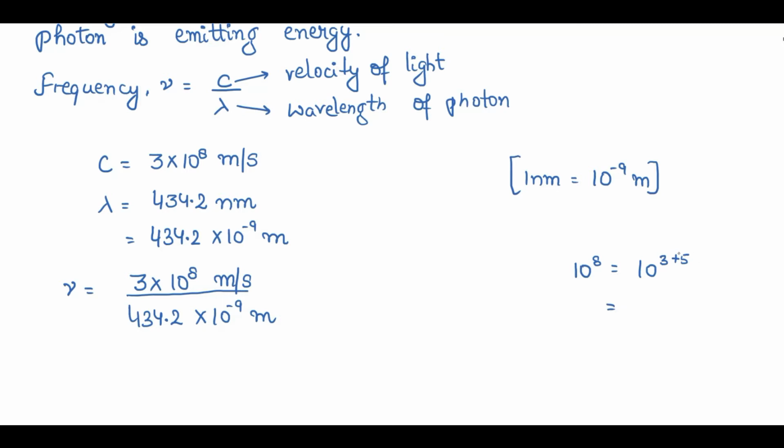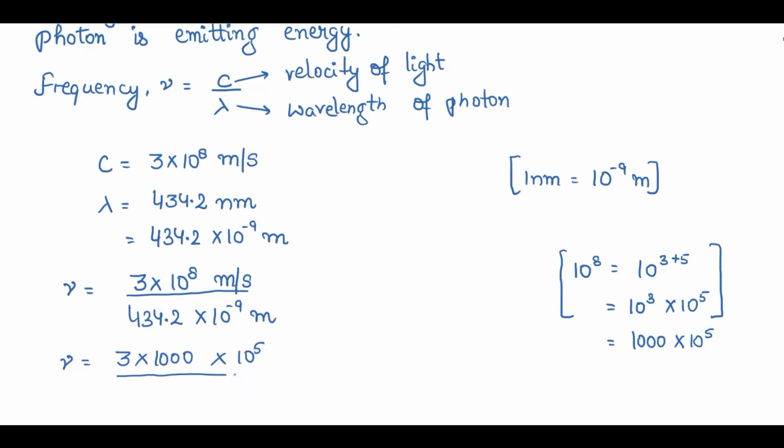So if I am having addition in powers, that means these powers are in multiplication. So 10 raised to power 3 into 10 raised to power 5, right? Now this 10 raised to power 3 means this is 1000, right? If you are having power 3, that means you have to add 3 zeros with this 1. Into 10 raised to power 5. Now let's put the value of 10 raised to power 8 over here. So 3 into 1000 into 10 raised to power 5 divided by 434.2 into 10 raised to power minus 9.